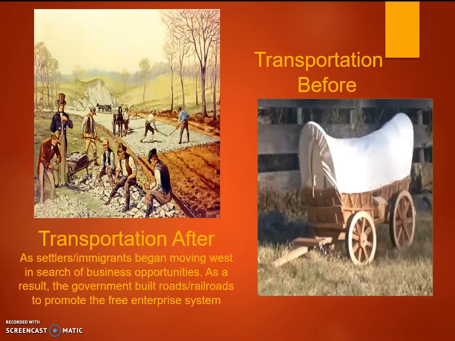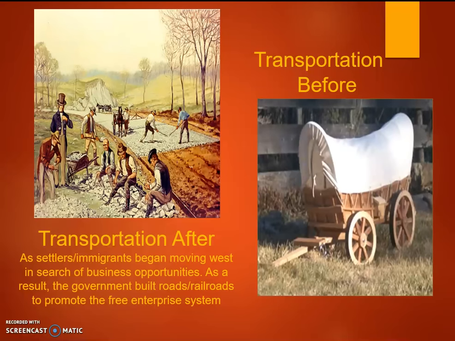Transportation changes are going to drastically change the way of life in America. Transportation before the Industrial Revolution included horses and buggies, your little wagons that would get stuck in the mud, wouldn't do very well going over rocky soil, definitely wouldn't get you across the mountains very well, to settlers and immigrants being able to move west in search of different business opportunities as the government begins to build roads and railroads in order to promote the free enterprise system.